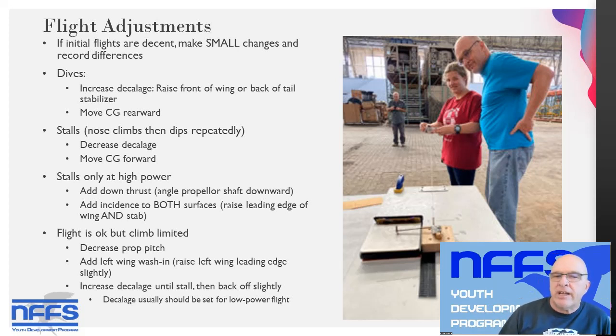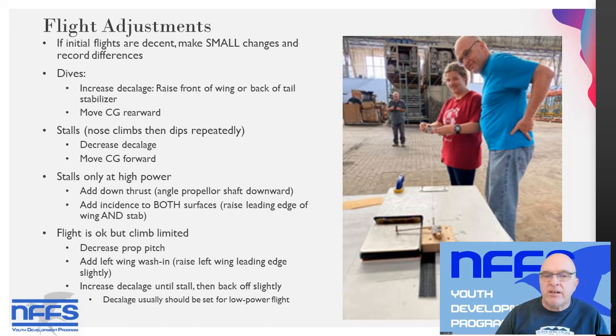If the flight is okay, but the plane just won't climb, you may need to decrease your prop pitch, to get a little more power in the first part of the flight. Or if the plane is tending to rapidly fly in a circle with the wing tilted inward toward the middle of the circle, add a little bit of wash in. That means raising the left wing tip leading edge a little bit, and that'll roll the plane a little more flat at high power. You don't need a lot of that, but some reports on this year's planes indicate you may need a centimeter or more of washin, and that's a lot compared to previous years.